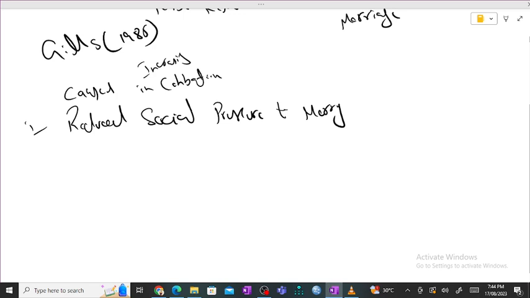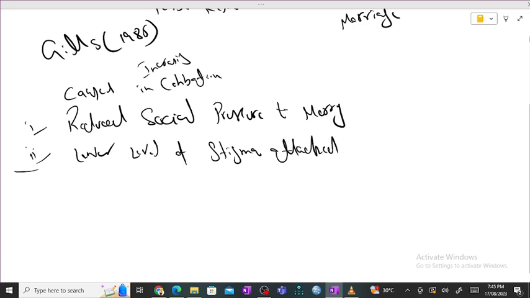The next is a lower level of stigma attached to living with someone without being married. The third is the wider availability of birth control, because you have so many options to control birth. So you may cohabit because of contraception, abortion and so many other options. Through them you can control the birth, so that could be a better option compared to marriage. Because of all these points, there is an increase in the trend of cohabitation.